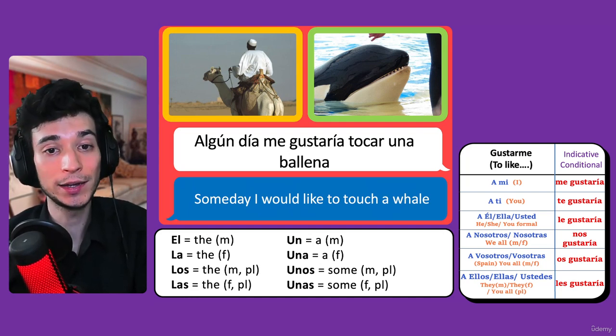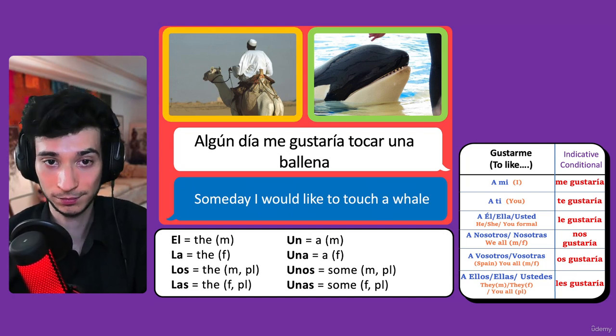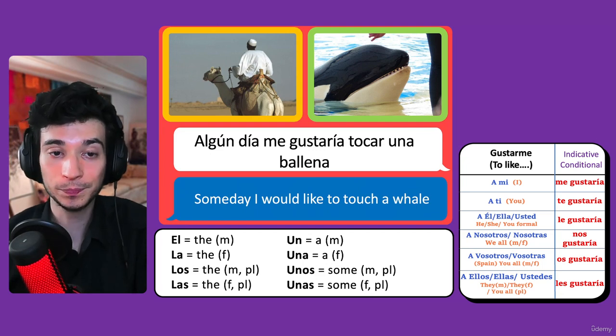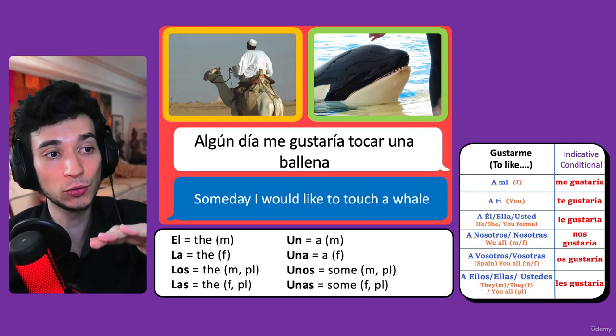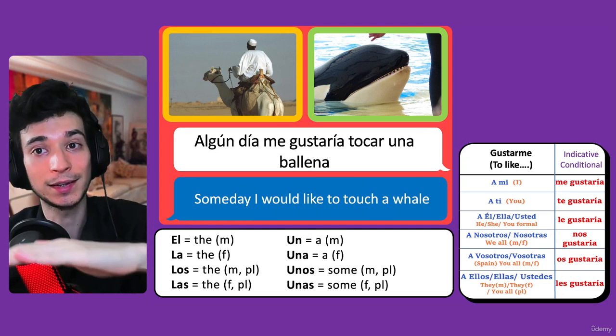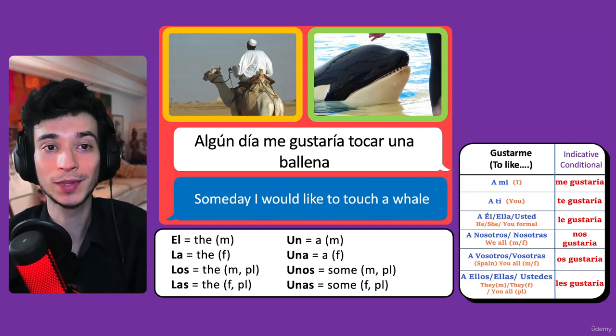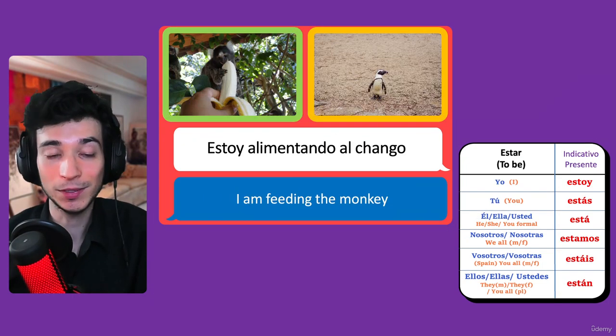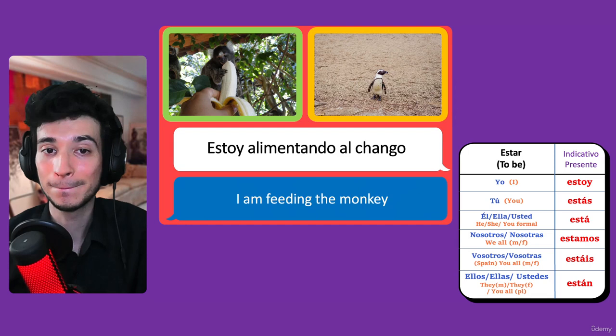Someday, I would like to touch a whale. Algún día me gustaría tocar una ballena. Me gustaría, I would like to touch a whale. And the next one. Estoy alimentando al chango.